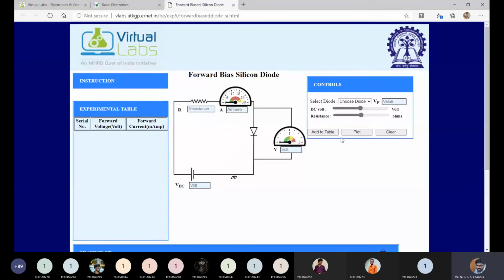Here I select the diode. In our college, I used to do it with the 1N4007. Different types of diodes are mentioned, and different diodes will have different properties. So I'll take the 1N4007.